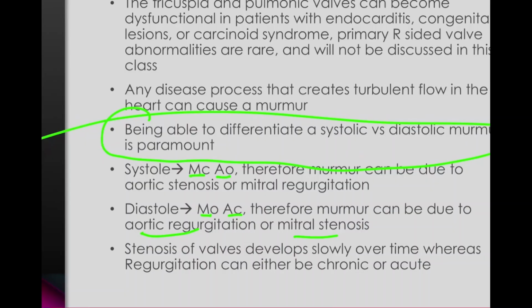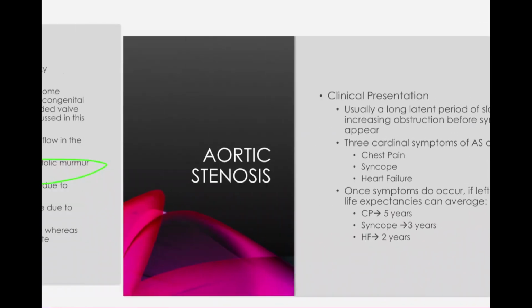Stenosis of the valves happens slowly. They don't just wake up tomorrow and have aortic stenosis. It's a gradual thing that happens. Regurgitation can be either acute or chronic. You can have an acute mitral regurg or aortic regurg, or you can have a chronic version. What do you think you're going to have to find out from your patients? Some history. Figure out how long have they had these problems? Were they sick recently? Did they have a heart attack recently? A bunch of different questions you have to start asking to figure out, is this an acute situation or is this chronic?